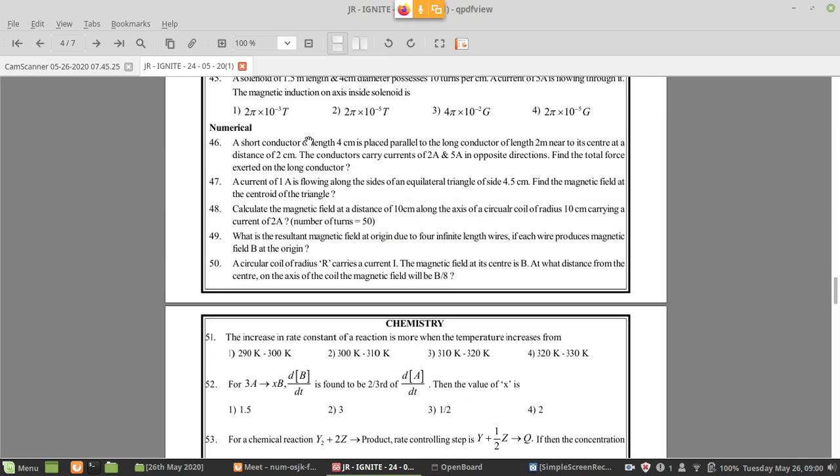A short conductor of length 4 cm is placed parallel to a long conductor of length 2 meter, near to its center, at a distance of 2 cm. The conductors are carrying currents 2 amperes and 5 amperes in opposite directions. Find the total force exerted on the long conductor. So we have to use the force between two conductors formula for this.